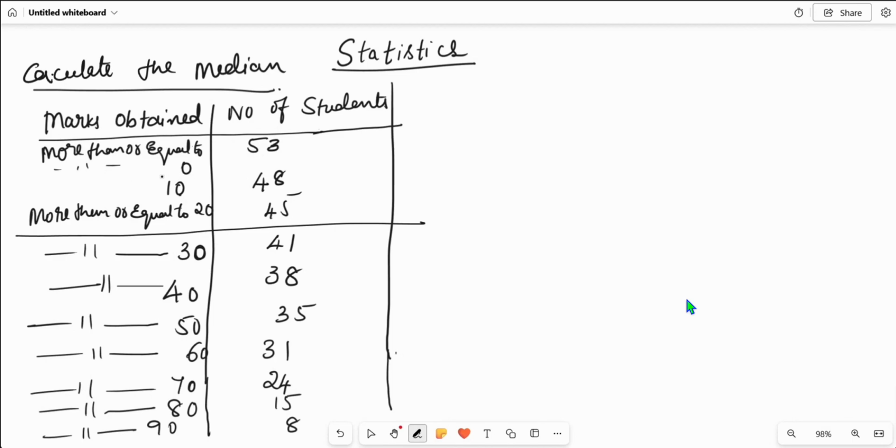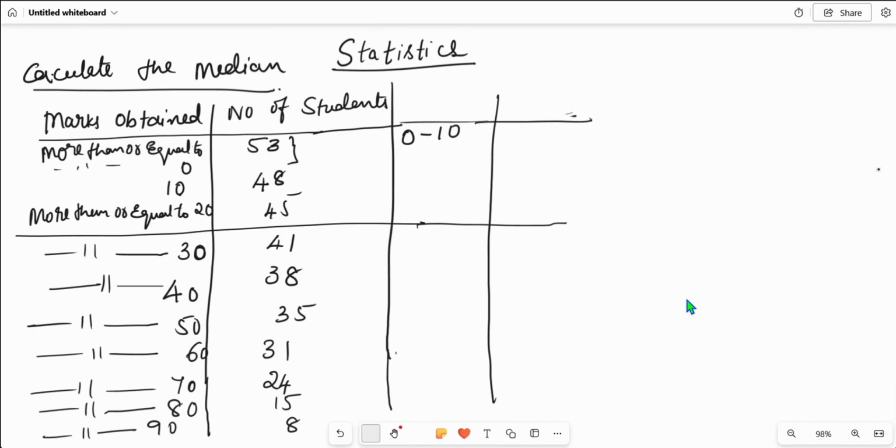So from 0 to 10, how much will be the number? 5. That difference. See, more than 0 means everything will be included. That is 53. Then more than 10 is what we have left over after 0 to 9. More than 10, it is 48. So from 0 to 10, it will be 53 minus 48. So it is 5.